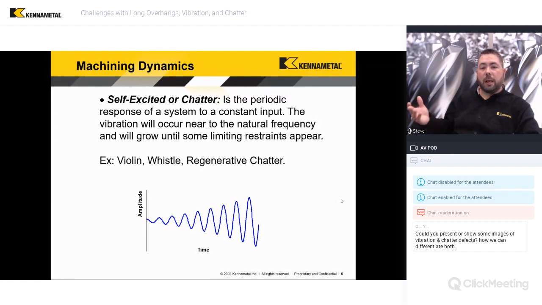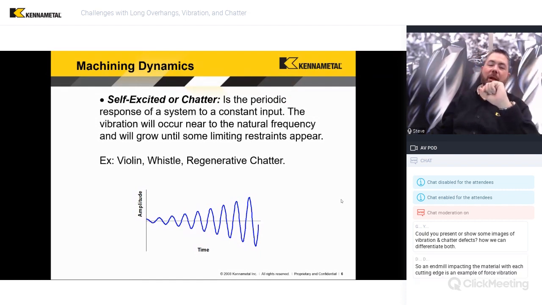And then again, the self-excited chatter. It's the periodic response of a system to a constant input. And that input can actually be rather low. One of my favorite examples is to think about somebody whistling, all right? When we whistle, we're not creating a very large force, right? We're simply blowing air through our lips, blowing air through a whistle itself. We keep it at relatively constant input, but the whistle or our lips begin to vibrate, and quickly become self-excited and start to create these vibrations that then, in that case, create noise. If we want to damp that down, then we need some limiting restraints.